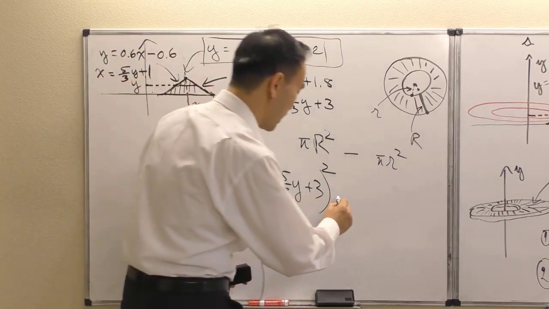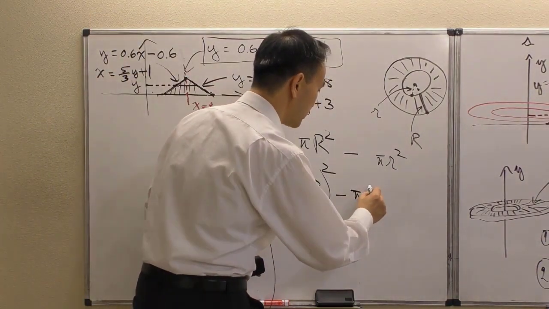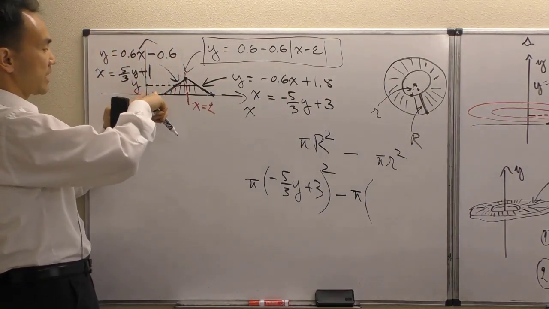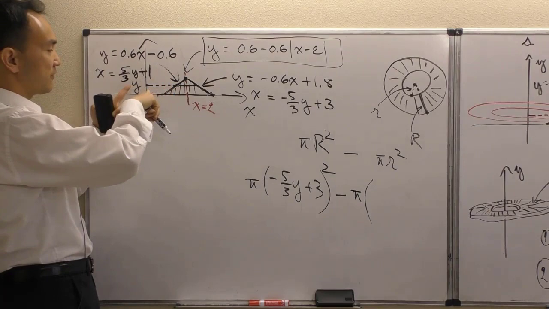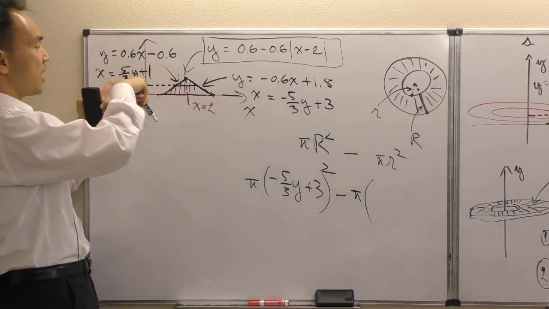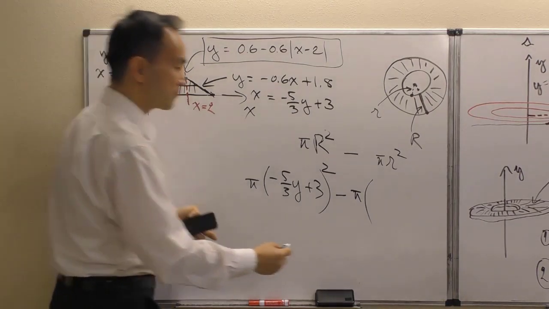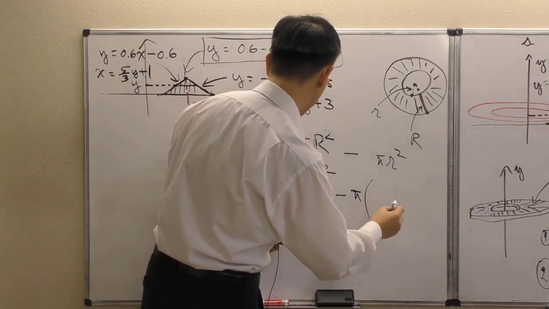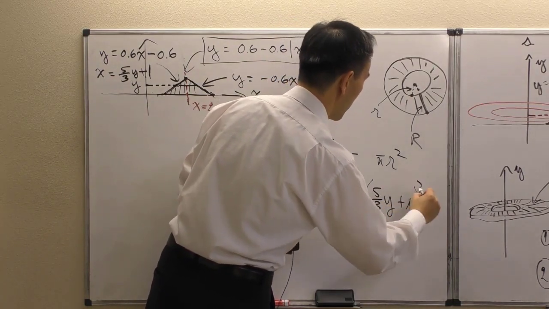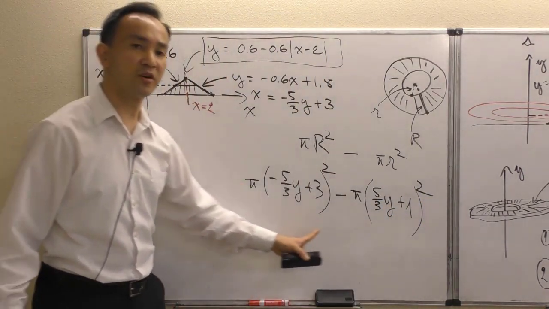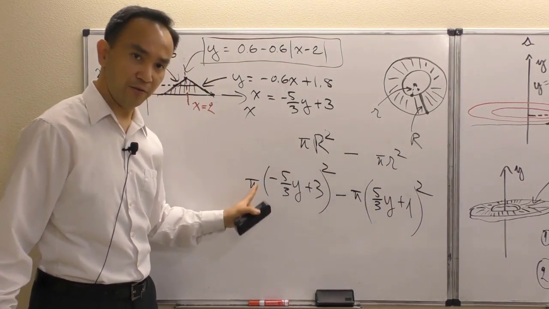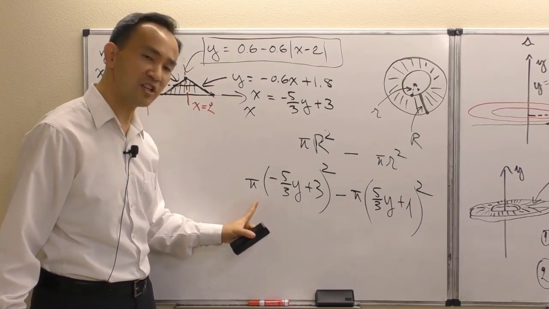And then for the next one, minus the area of the smaller circle. So the radius of the smaller circle is regulated by the distance from the rotation axis out to the closer curve, written as a function of y: 5/3 y plus 1, positive 5/3 y plus 1. But now I need to square that radius. So now I have derived for myself a general formula for the cross-section area. This is the cross-section area.